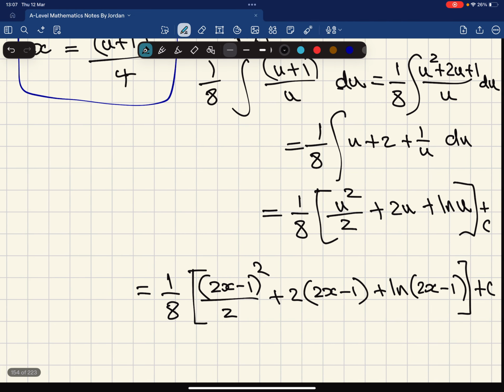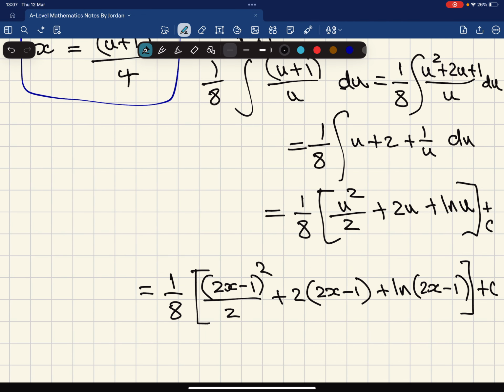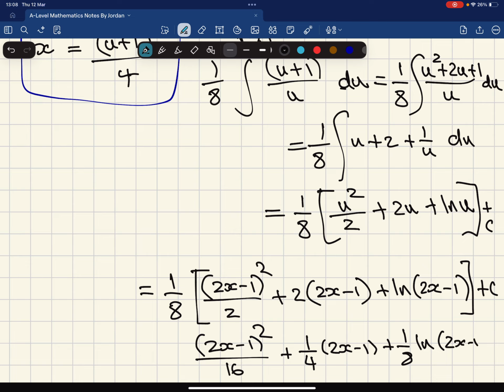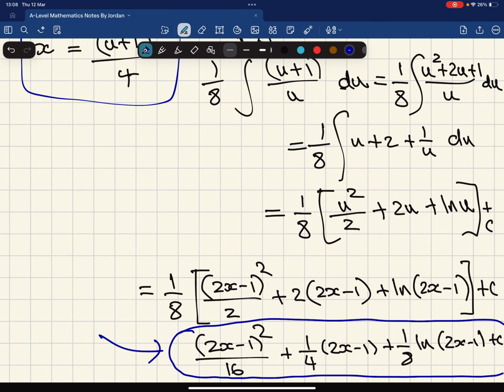There we go. If you wanted to, you could multiply this 1/8 through. I might just do that just so it's complete. So we've got 2 divided by 8. Let's go to a quarter. And then 1/8 times ln, giving us 1/8 ln 2x minus 1 plus c. I'm pretty sure they'll be happy with the one above, but just in case, that is the fully simplified answer. Okay?